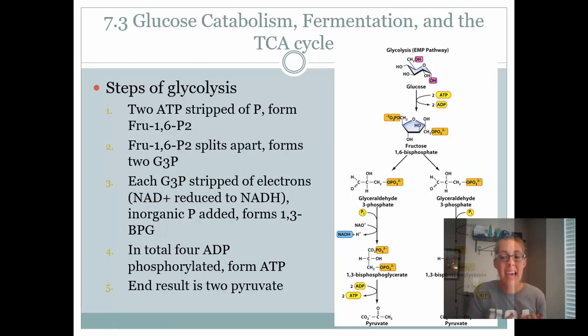Now we're going to take those phosphates from each of them, and we are going to perform substrate level phosphorylation. So we're going to take 2 phosphates here and 2 phosphates here, and we're going to stick them onto ADPs, and we are going to form 2 ATPs over here, 2 ATPs over here. And what is ultimately going to be left at the end of this process is 2 3-carbon molecules called pyruvate.